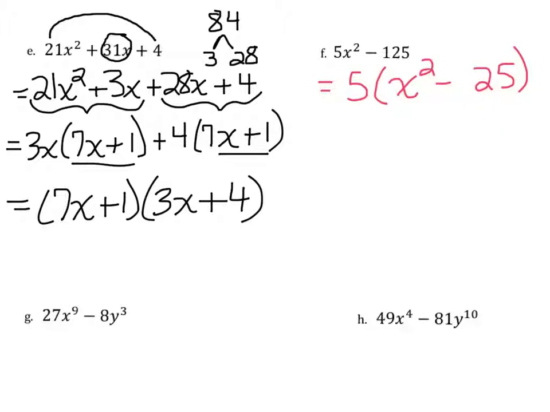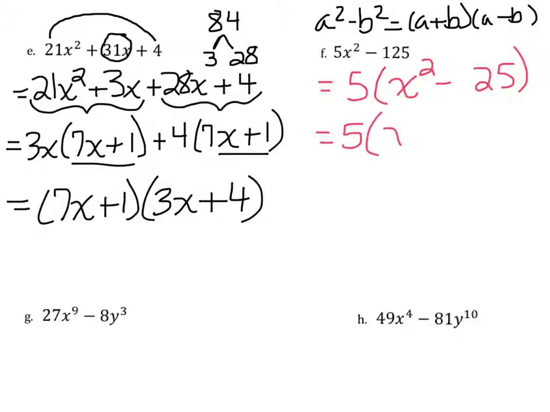And so if I want to factor that, remember the formula for a difference of squares is a squared minus b squared equals a plus b times a minus b. So the thing that I'm squaring here is the x. The thing that I'm squaring here is the 5. So this is going to be x plus 5 times x minus 5, and we'll have that factored completely. And so this is going to be 5 times x plus 5, x minus 5. All right, let's look at some other examples.